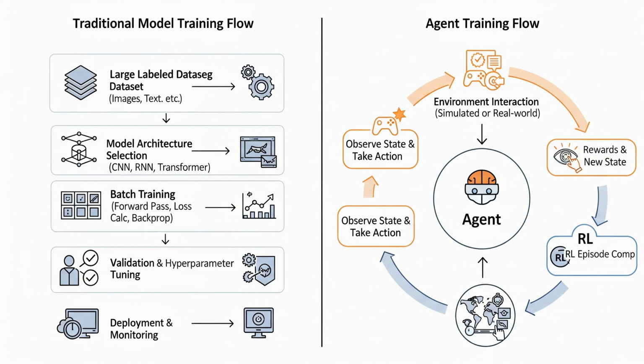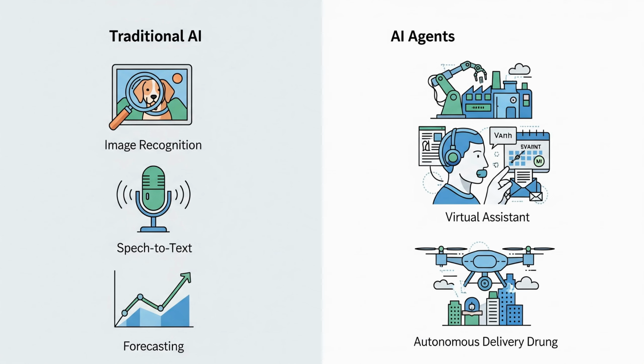Training and learning strategies differ too. Traditional models rely heavily on supervised datasets or unsupervised pre-training, followed by fine-tuning. Agents often combine reinforcement learning, imitation learning, heuristic planning, and episodic experience replay. For LLM-based agents, you might fine-tune the language model or use prompt-based reasoning with external memory and reward models to guide behavior.